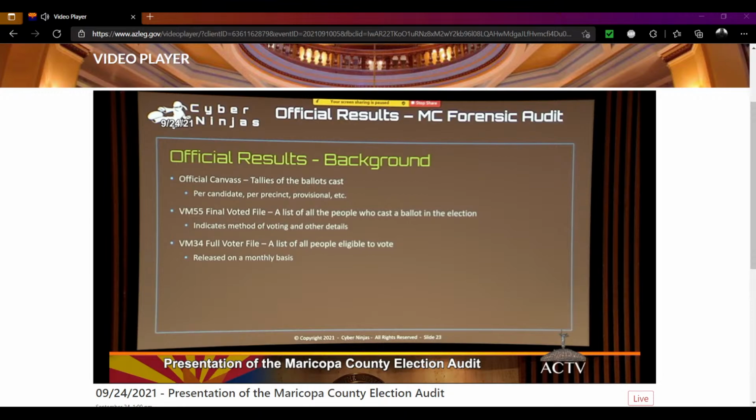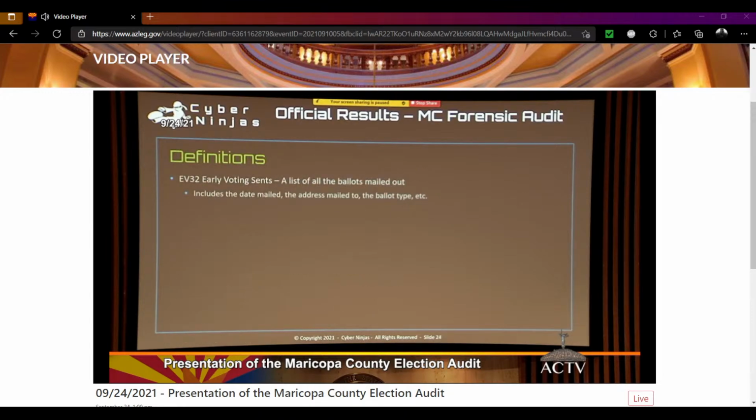at a given election. Then we have our EV32 files, or EV32 early vote sent. Every single time a mail-in ballot is sent, it's supposed to have an entry in an EV32 file that corresponds with that mail-in ballot that's sent out. Likewise, we have an EV33 file, which is when any type of early vote is returned. Now, this includes both when a mail-in ballot is received and when someone comes and votes in person. EV33 includes both of those.